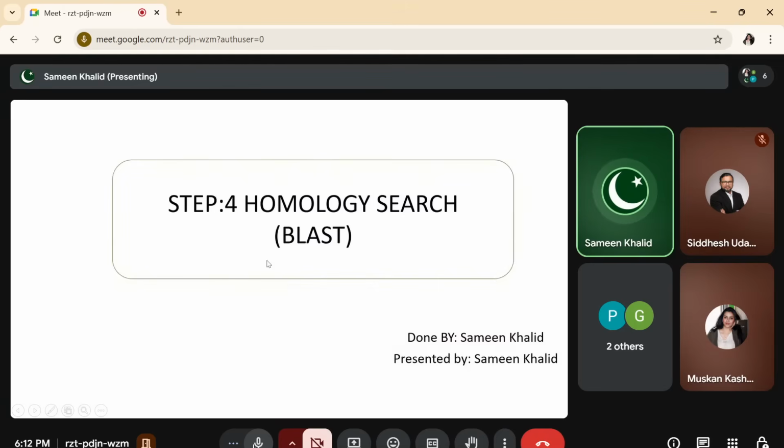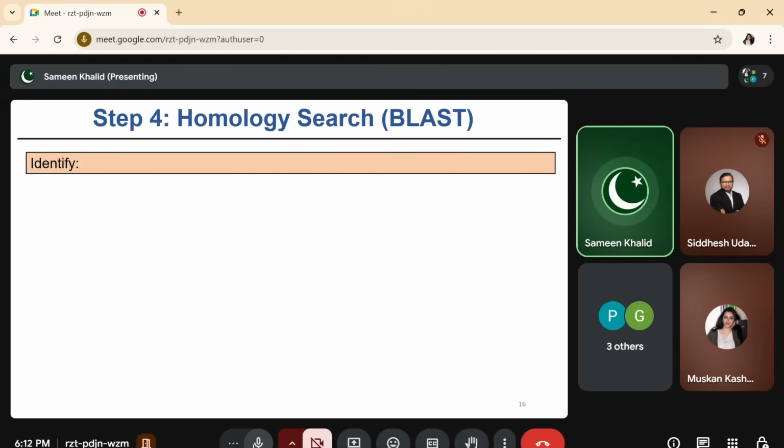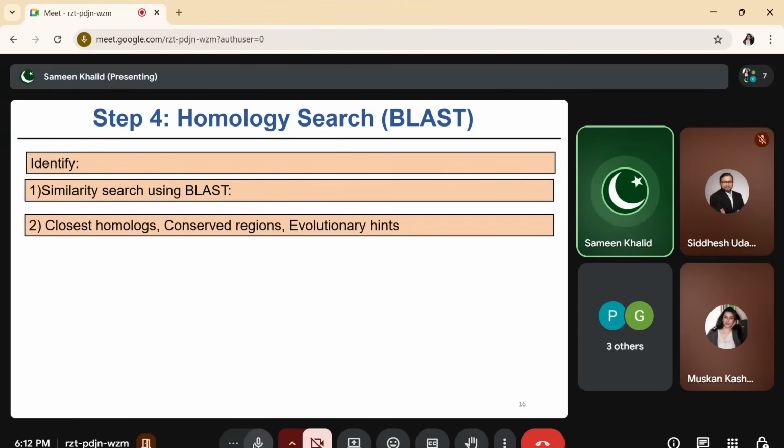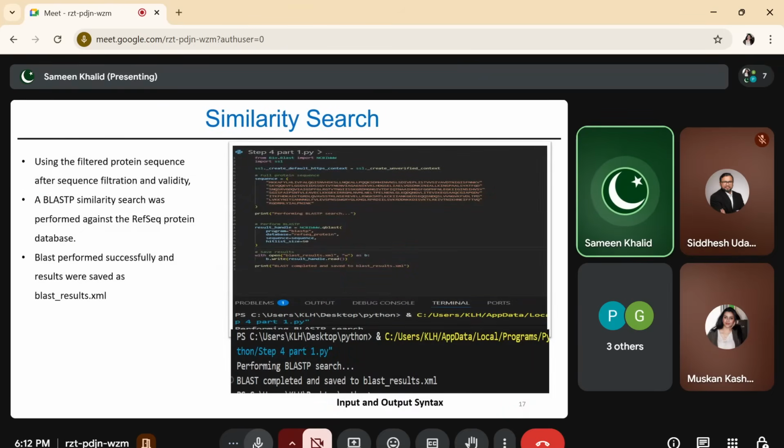Now coming towards the next step, which is the homology search using BLAST. Our purpose was to identify two basic things. Number one, similarity search using BLAST, and number two, closest homologs, conserved regions, and evolutionary hints. So for similarity search, just as we discussed in step 3, we were using a filtered protein sequence file, and a BLAST similarity search was performed against the RefSeq protein database. BLAST was performed successfully, and the results were saved in an XML file.